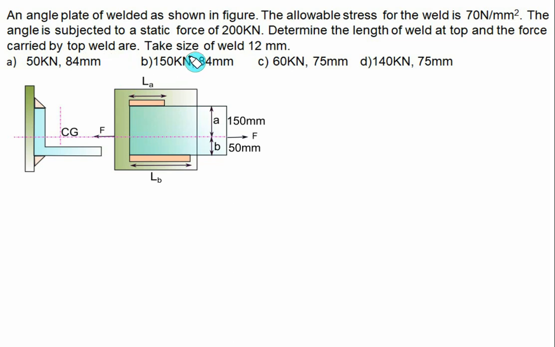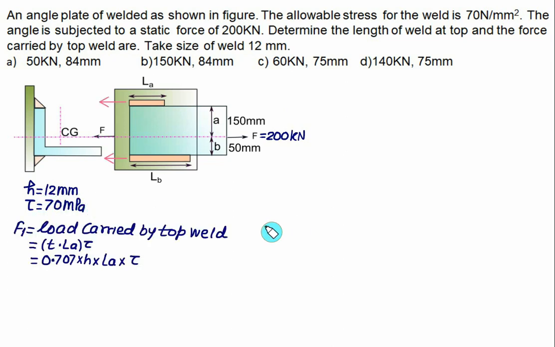You have to take the size of the weld, that is the leg size, as 12 mm. So here we are given the value of force F is 200 kilonewton and we are given the leg size H is equal to 12 mm. So we have H is equal to 12 mm and the shear stress tau you have to take equal to 70 megapascal. Let F1 represent the load carried by the top weld and F2 represent the load carried by the bottom weld.